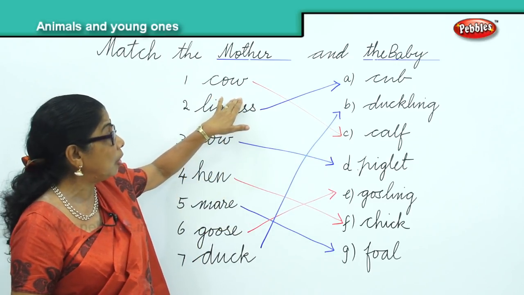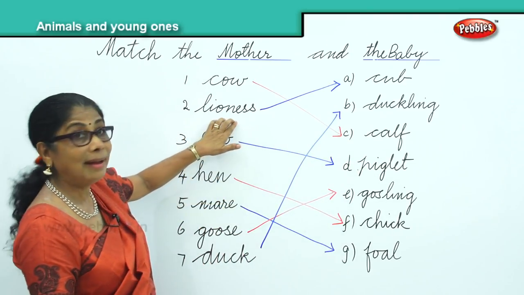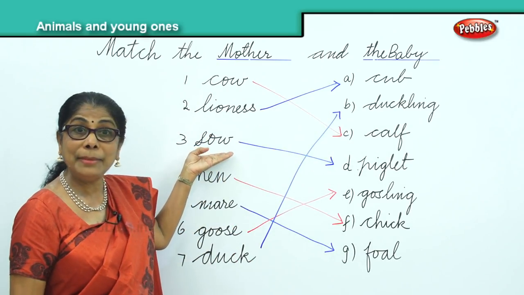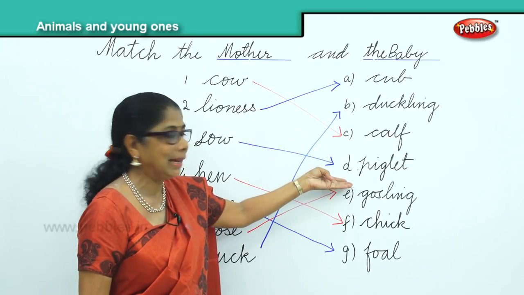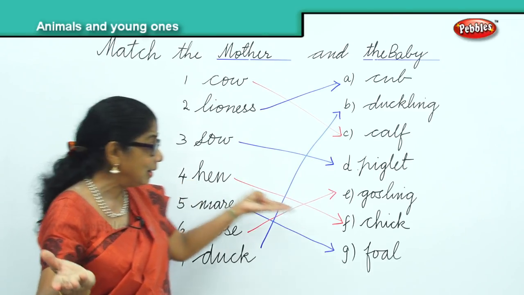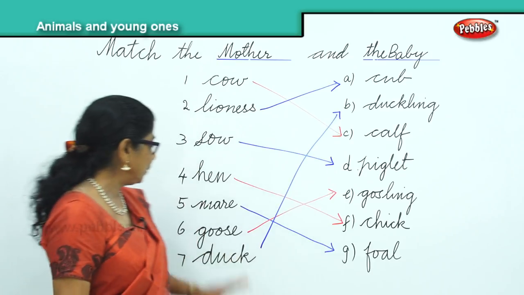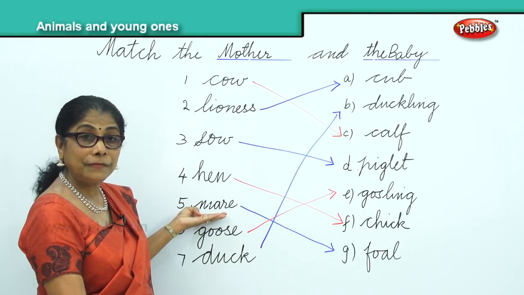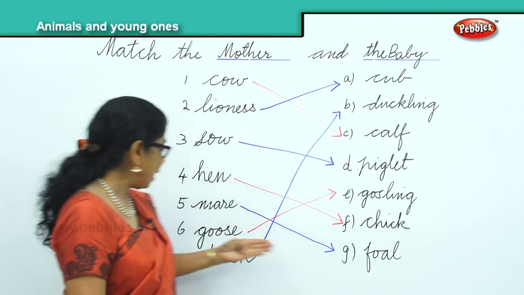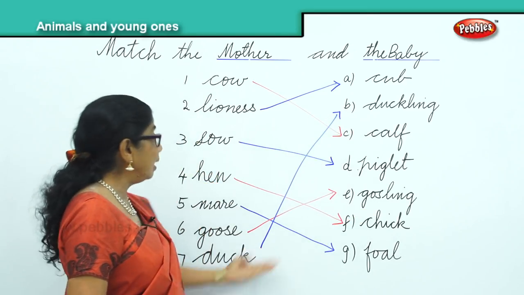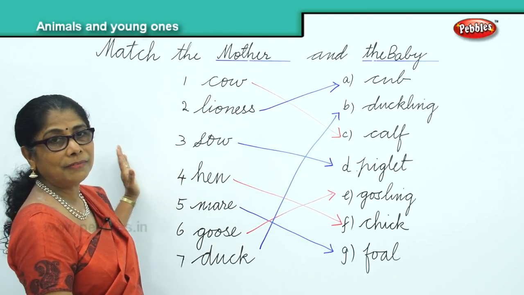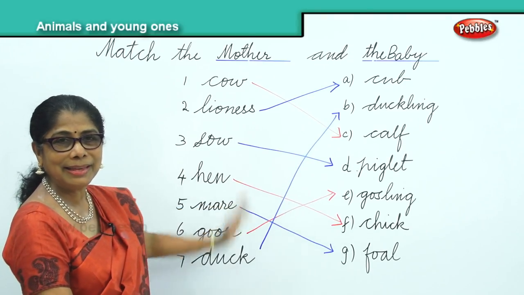Cow. Mummy cow's baby is called calf. Very good. Lioness. Her baby is called cub. And then we have mummy pig. So her baby is called piglet. Then we have hen. Every morning you have an egg, no? Her baby is called chick, baby chick. And here mare, the female, the mother horse, mare. And her baby is called foal. And then you have goose, gosling, duck, duckling. Very good. So we have learned a few animals. We did the matching of mummy with the baby. So baby is happy, mummy is happy.